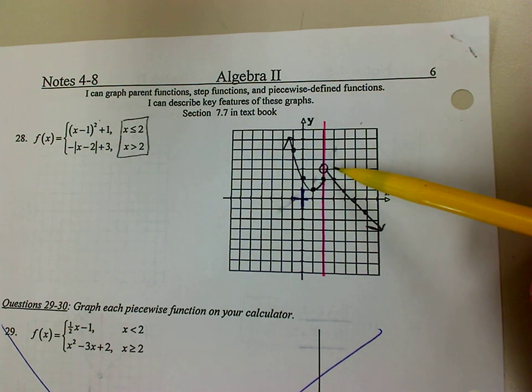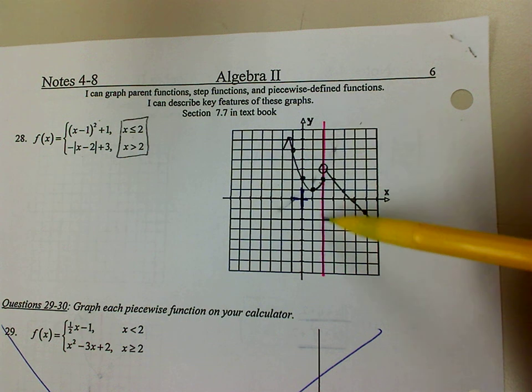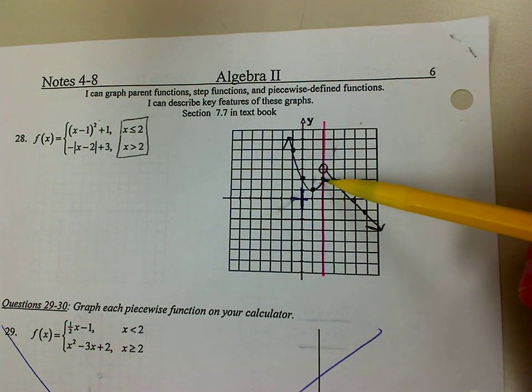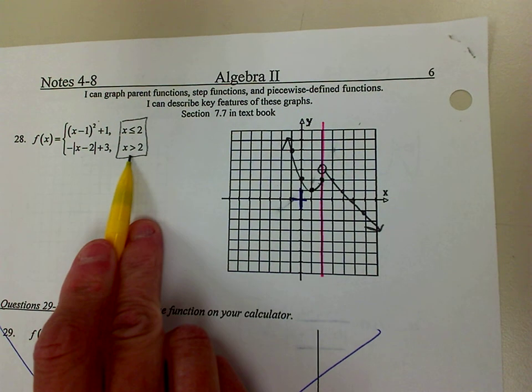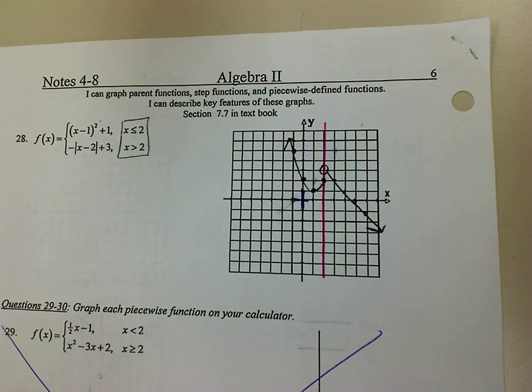So the only time that the point's going to be open on this line is if they don't meet and there's not a line underneath it. So hopefully I wasn't too confusing. I feel like I didn't explain it very well, but we'll see. So we did step functions and piecewise functions. You will need graph paper to do your assignment.